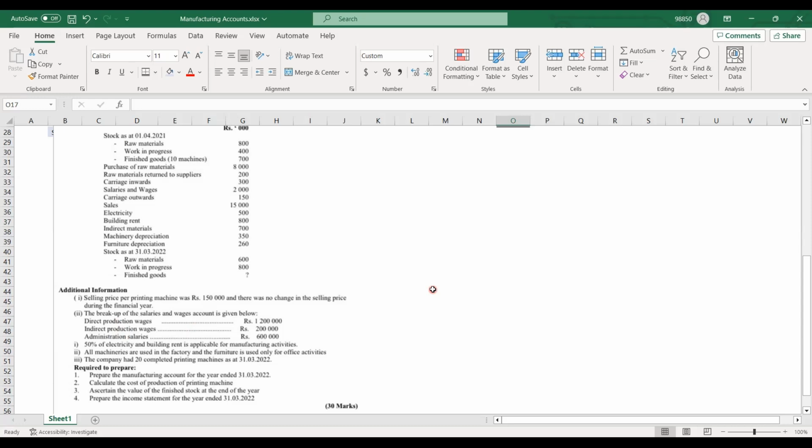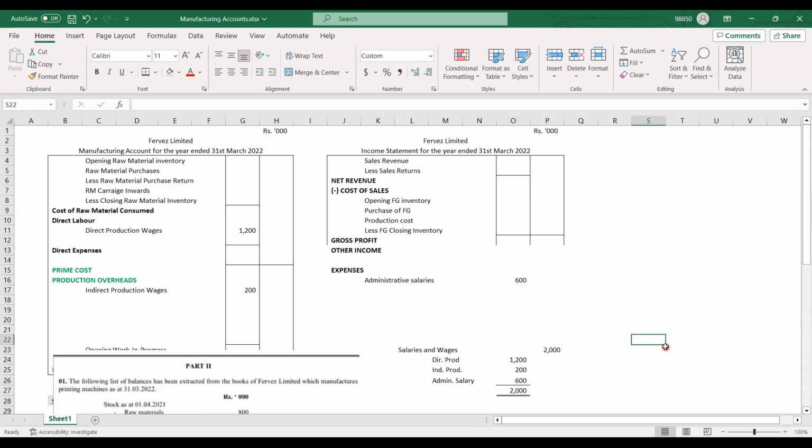Then it says 50% of electricity and building rent is applicable for manufacturing activities. So here it's easy because 50% is 50-50, right? Just half. But in case there are more awkward sort of divisions, you can just draw a small table. It's much easier. So then you know this is for the office, this is for the factory. Office 50%, and factory also 50%. The 100% amount can be given here.